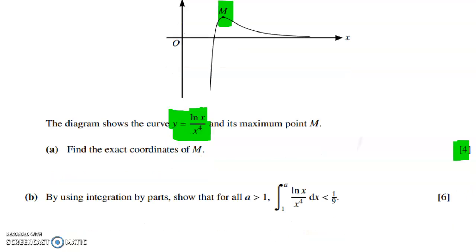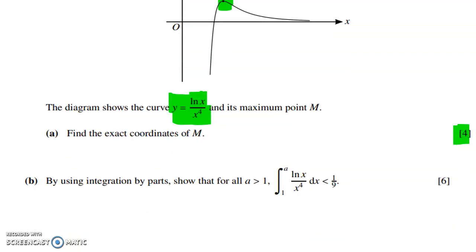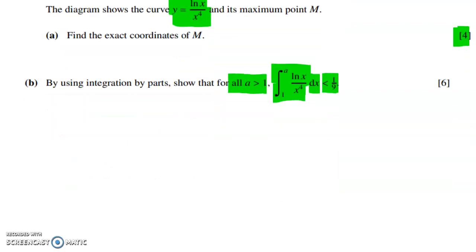And then the next part is to use integration by parts and to show that for all a greater than 1, this integral is strictly less than 1/9. So it looks a bit funny, but it all kind of falls out, especially if you just do some careful thinking about when the log function is positive and when it's negative. So that's your clue for that question. So pause the video and have a go at both the parts, and then I'll work through them.